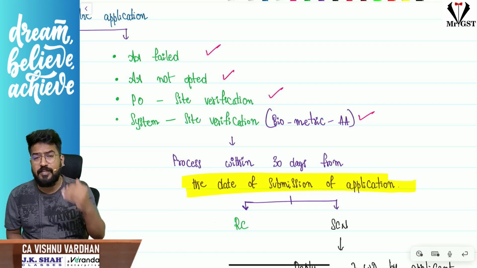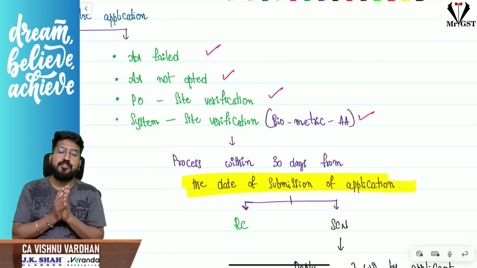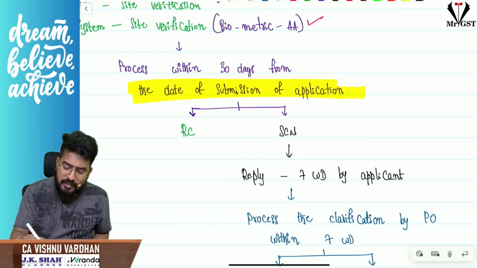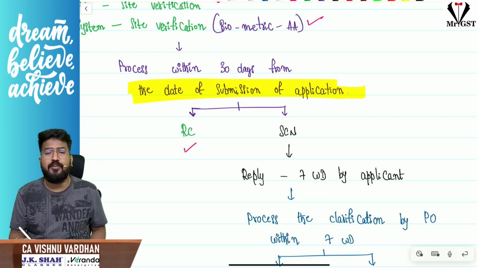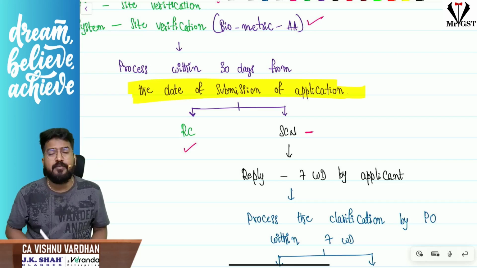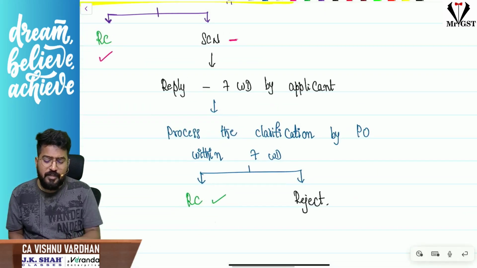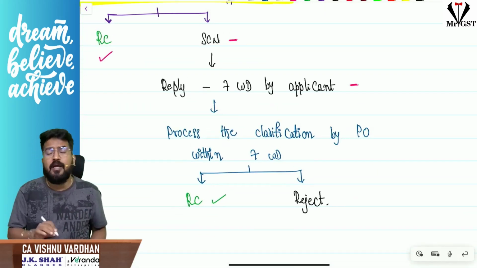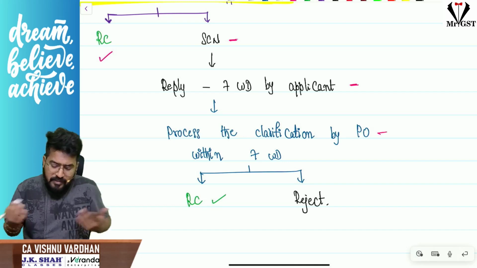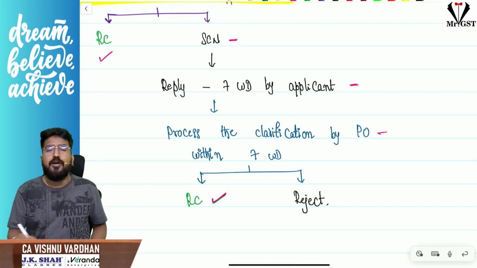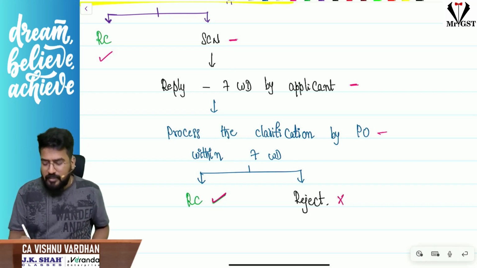30 days from the date of submission of application, they will process your application. So within 30 days from the date of submission of application, they will either grant the registration certificate to you, or they will ask you for some clarifications by sending a show cause notice. Now what you should do, again same story, you should reply to the show cause notice within 7 working days. And if you are replying within 7 working days, the proper officer may feel happy with that reply and he may grant you the registration certificate. Or if he is not okay with that, then he will reject your application.